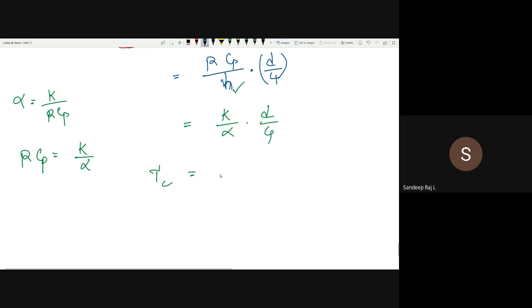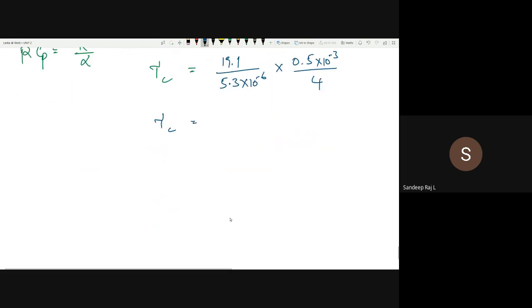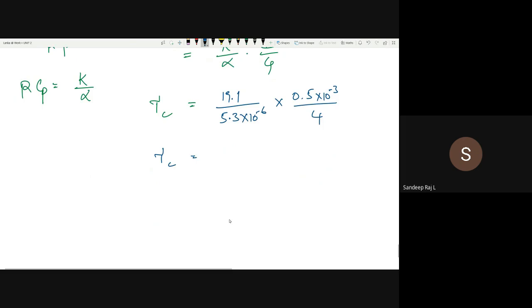K value is given as 19.1 in the question. The alpha value is given as 5.3 into 10 to the power of minus 6 in the question. And then the D value is 0.5 mm, that is 0.5 into 10 to the power of minus 3, divided by 4. Then you will get the tau C value. Somebody calculate this. This value must be around 5.3 seconds. Okay, so that's the first part of the question.